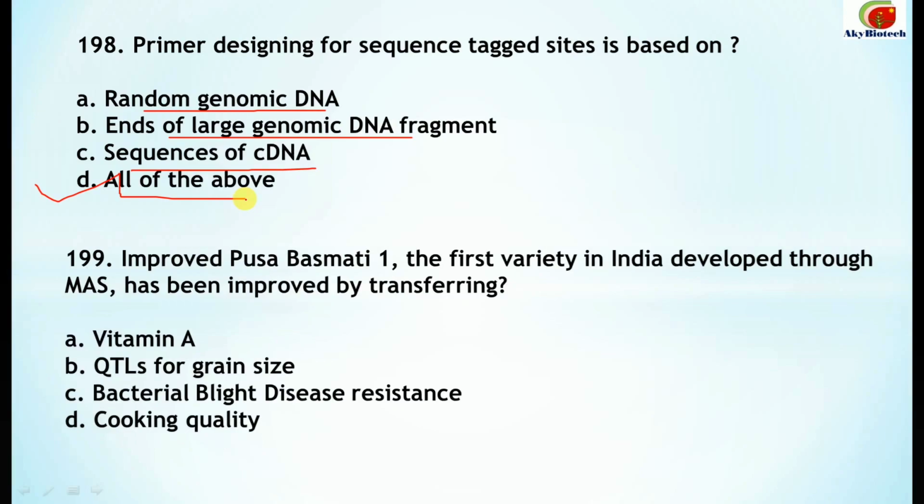Number 199. Improved PB1, that is the improved Pusa Basmati 1, the first variety in India developed through MAS, that is marker assisted selection, has been improved by transferring. This is an important question. Repeatedly it has been asked in the examination. So it has been improved by transferring bacterial blight disease resistance. PB1 is a rice variety.